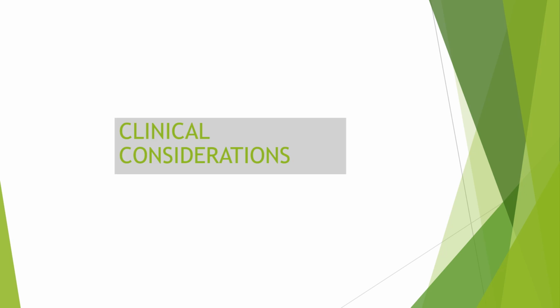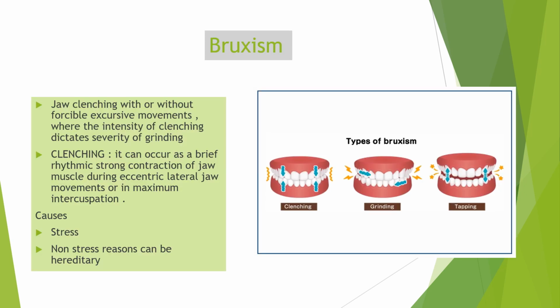Let's discuss the clinical considerations. First is bruxism. It is jaw clenching with or without forcible excursive movements, where the intensity of clenching dictates the severity of bruxism. Bruxism can be of three types: clenching, grinding, and tapping. Clenching can occur as a brief rhythmic, strong contraction of jaw muscles during eccentric lateral jaw movement or in maximum intercuspation. Grinding is because of the side-to-side movement, and tapping is because of the vertical movement of the jaw.